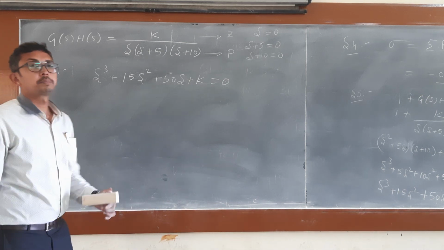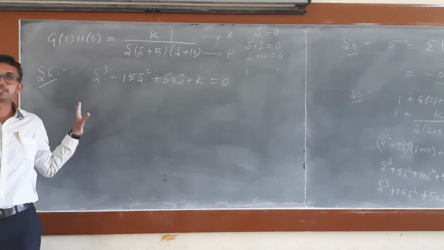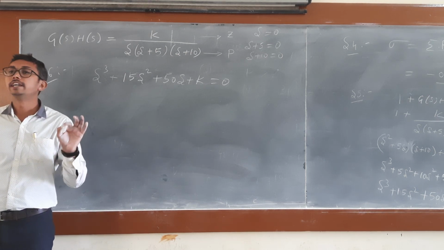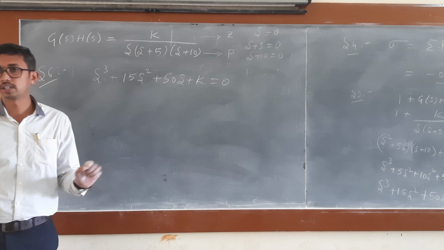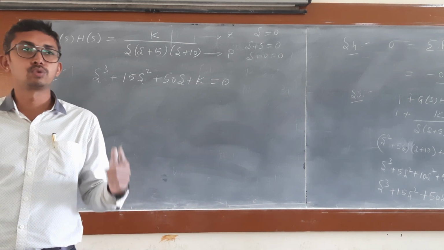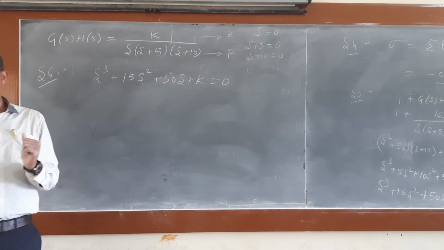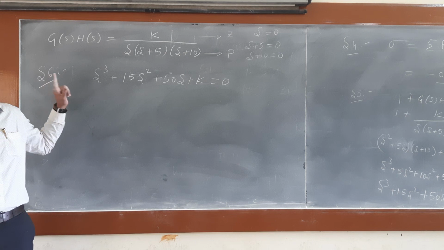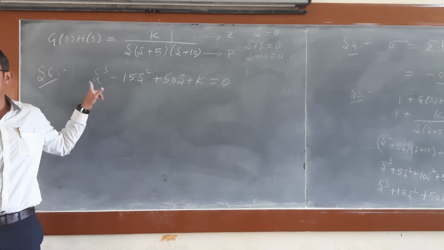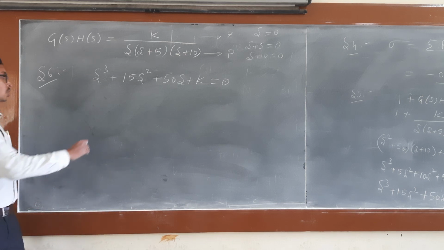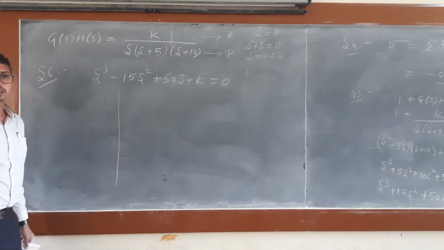So we have completed step number 5. Now step number 6. What is step number 6? To find the intersection of the root locus with the imaginary axis. For that, we need the characteristic equation. We already found the characteristic equation of the given system. So how to find it? We are going to apply the RH method.